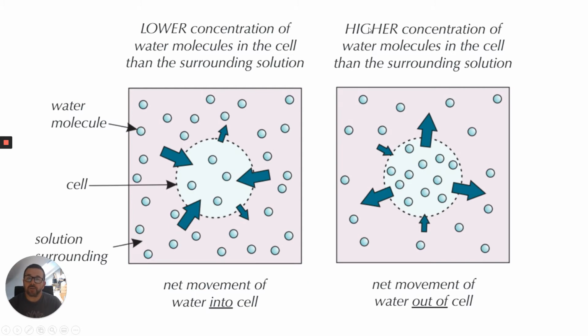Whereas if there's a higher concentration of water molecules in the cell than the surrounding solution, we would say that it is now more dilute, and therefore water moves from a dilute concentration to a more concentrated solution, which will be to the outside of the cell. So there's a net movement of water out of the cell. When we say net movement, we mean the amount of water. So the net movement will be more outwards than inwards.